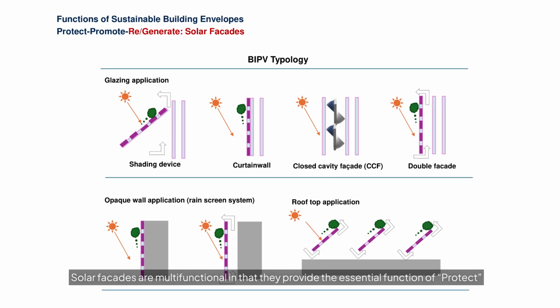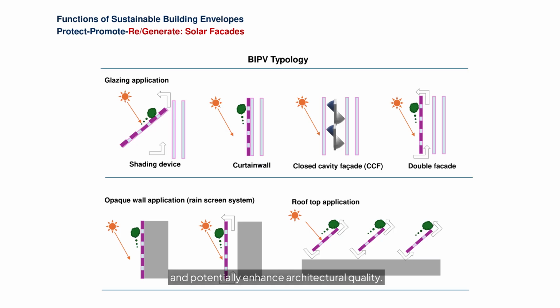Solar facades are multifunctional in that they provide the essential function of protect, such as weather protection, structural attachment, fire safety, etc., and promote daylight and view out, while also generating clean power, regenerate. BIPV facades should consider the aesthetics of a building, not be a band-aid afterthought. In essence, we can turn the entire facade into a solar power plant and potentially enhance architectural quality.